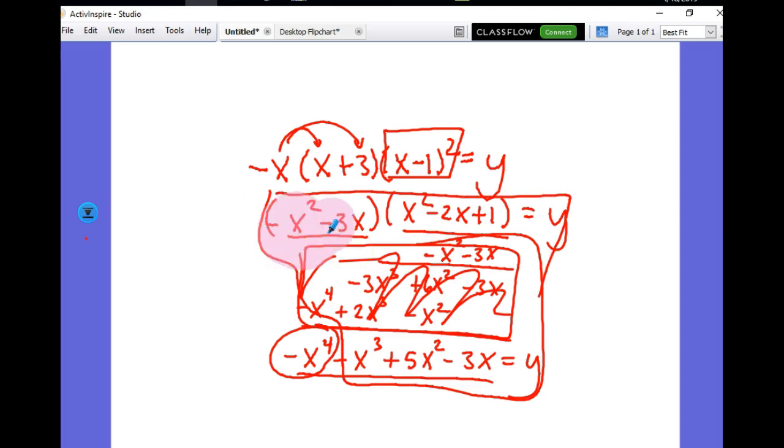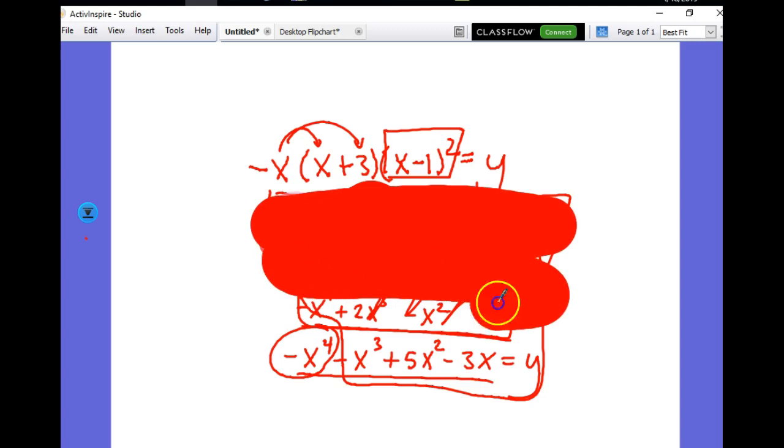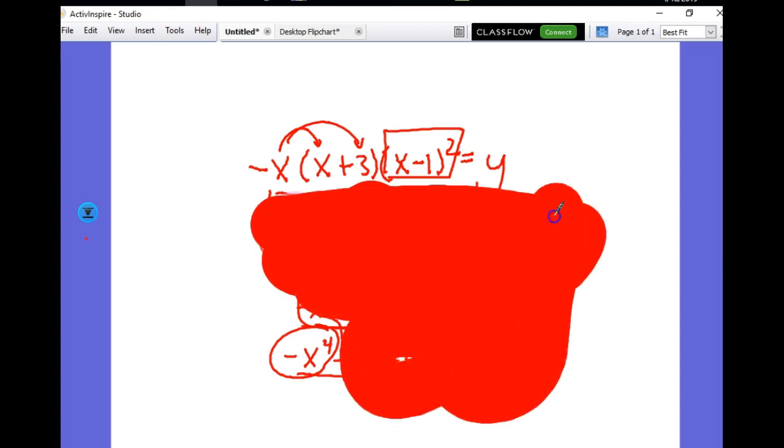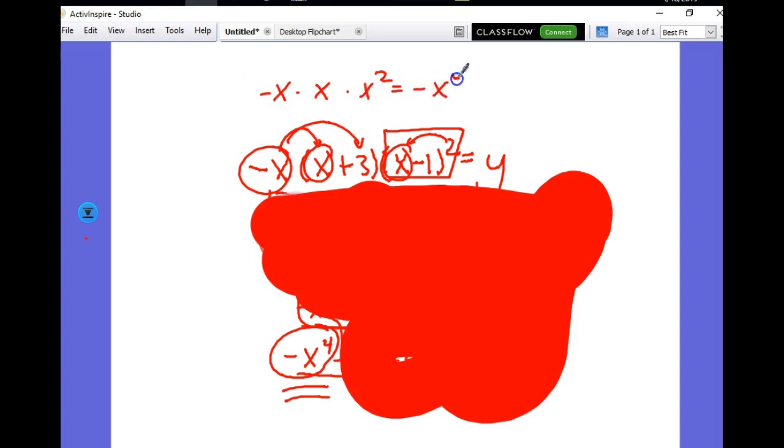Why is that? I'll show you. I'm going to black that out because we don't care about it. We don't care about it because all you have to do to get this first term, which is all you really need to know the end behavior, is multiply the first term of each factor. So x times x times x with a negative. And this x is being squared, so it's really just going to be x times x squared, which is -x to the 4th. So we don't need to do all that crazy polynomial work.